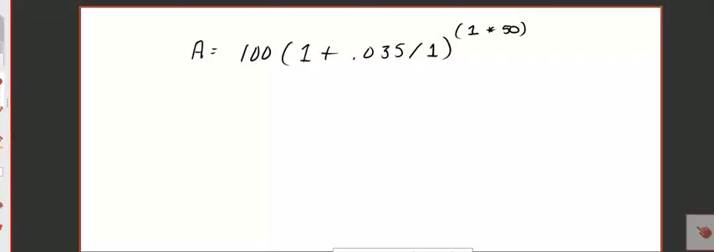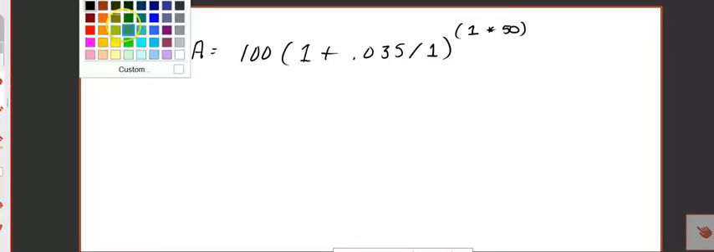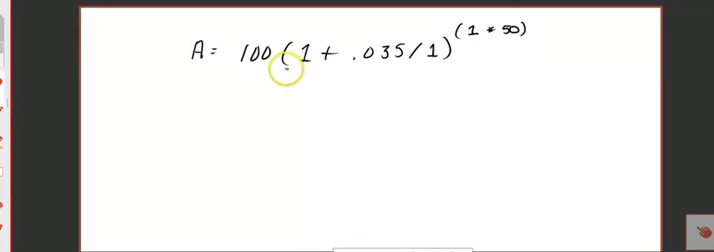Okay, so we'll do this one more time. I just can't have my calculator emulator up because it won't let me work on it on this particular screen. So here is what I would do. You have to follow the order of operations. PEMDAS says you have to work within your parentheses first. So you will need to find the value of what's inside the parentheses. In this case, it's 1 plus 0.035 divided by 1.